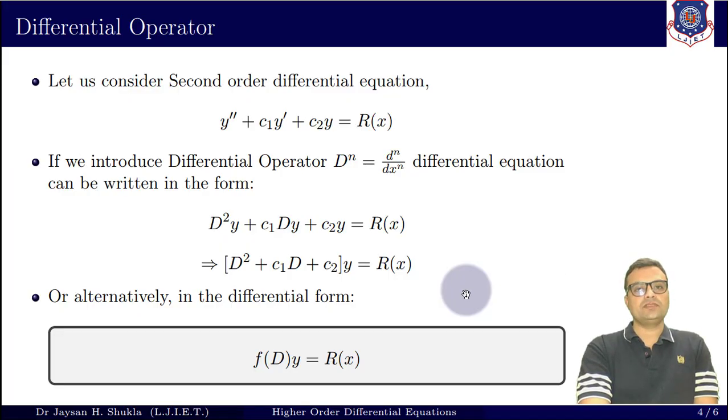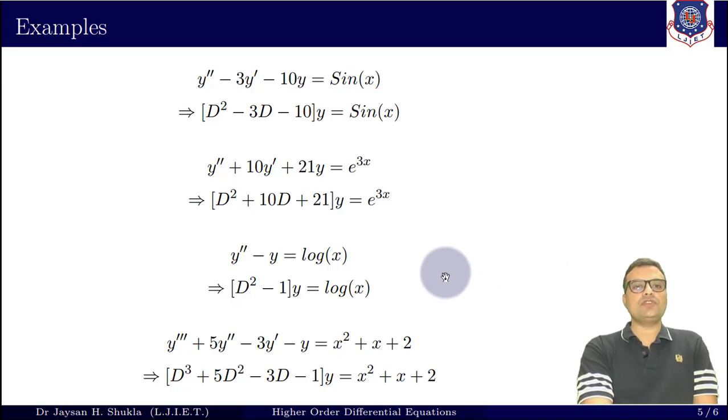Now let us go for some particular examples. Suppose you have y double dash minus 3y dash minus 10y equals sin x. We can turn this equation into (D squared minus 3D minus 10) of y equals sin x. This function, D squared minus 3D minus 10, is nothing but our f(D). Let us consider the second case, y double dash plus 10y dash plus 21y equals e raised to 3x. So here it is (D squared plus 10D plus 21) times y equals e raised to 3x.